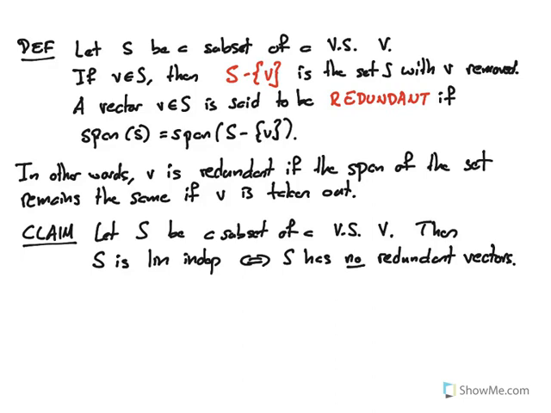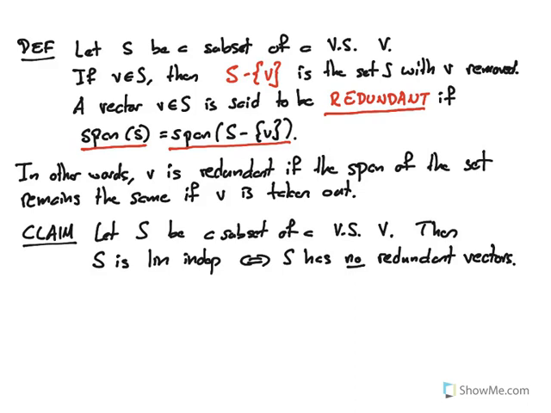Then the important thing we're doing here is introducing this notation, redundant. We say that a vector V is redundant if the span of the set S is the same as the span of the set S with the vector V removed. So what this means is that V doesn't really contribute. If you take the set of vectors and consider the span of these, there's a vector that doesn't contribute.